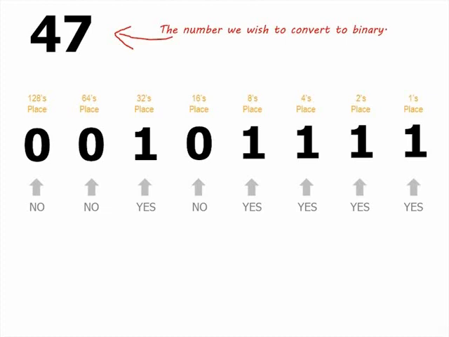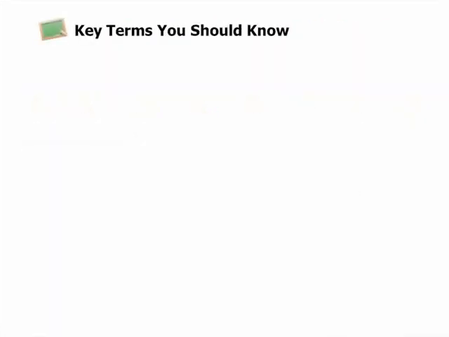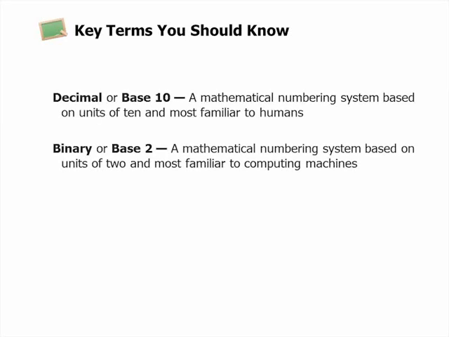But easy to convert. So just some terms to be familiar with from this particular lesson. Decimal, or sometimes referred to as base 10, is a mathematical numbering system based on units of 10. And because we have 10 toes and fingers, it's the most familiar to us as human beings. Conversely, binary, or base 2, is a mathematical numbering system based on units of 2 and most familiar to computing machines because there are only 2 states of an electrical circuit, on or off.